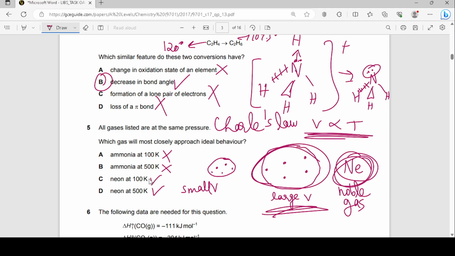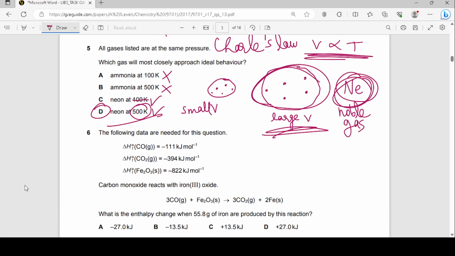So that means, if I'm comparing 100 and 500, 100 will be less. 500 is the greater temperature, which means that the neon gas would have more volume. And so because of that, it's more ideal. So neon at 500 kelvins would be the correct answer out of A, B, C, and D. I hope that makes sense.